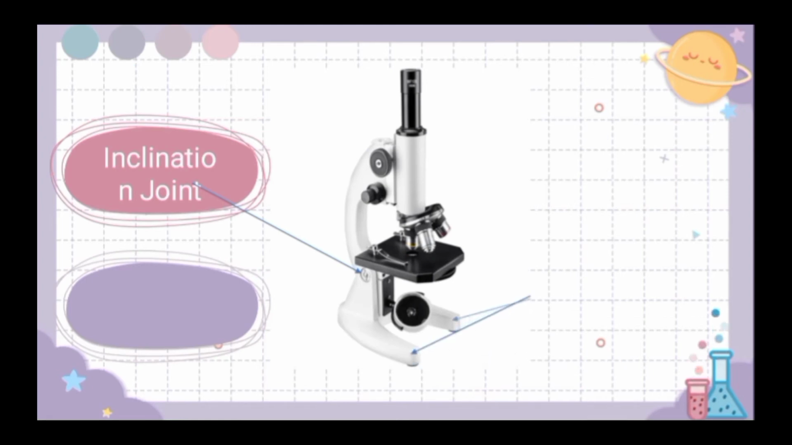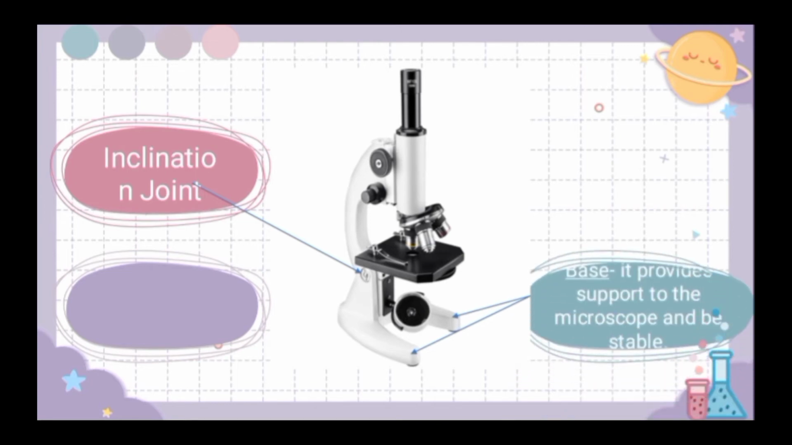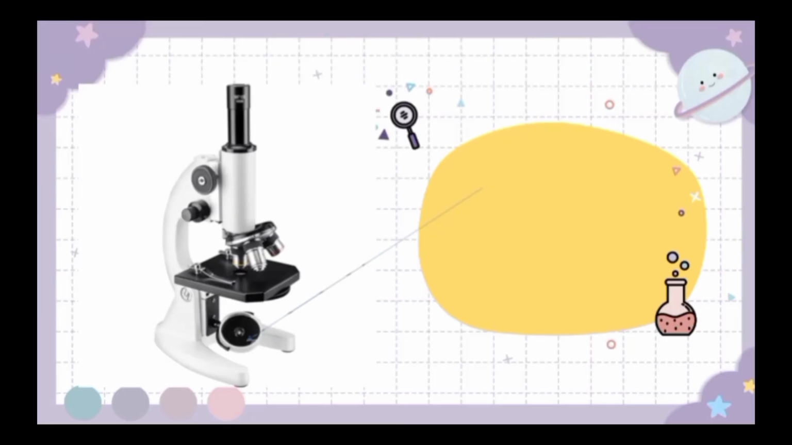How about this part? Brilliant, students! So this part is called the base. It provides support to the microscope and keeps it stable. Another part of the microscope is this one. Precisely, students. So this is what we call the pillar. It connects the base to the arm.